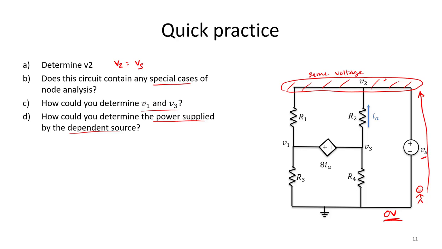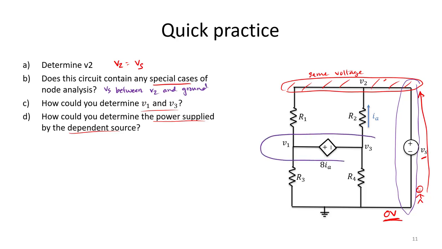Next part, does this circuit contain any special cases of node analysis? Take a moment and think about it. Well, here's one special case. As we just saw, we have Vs between V2 and the ground. What about this? We've got a dependent voltage source between two nodes. So our dependent source can be treated as a supernode.